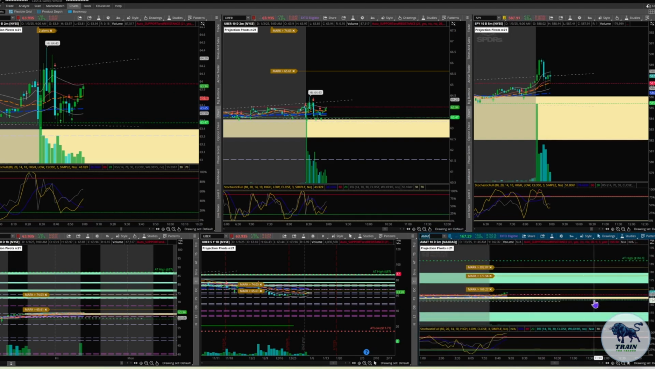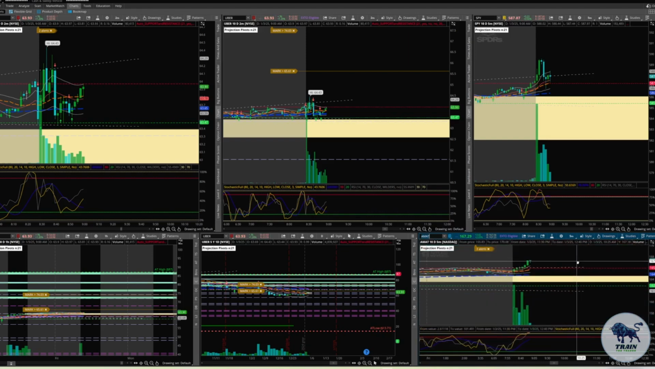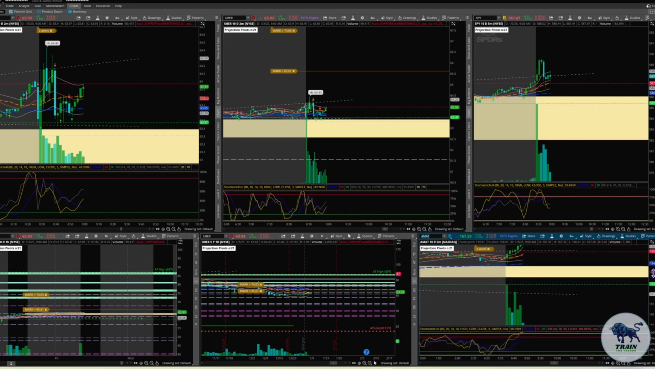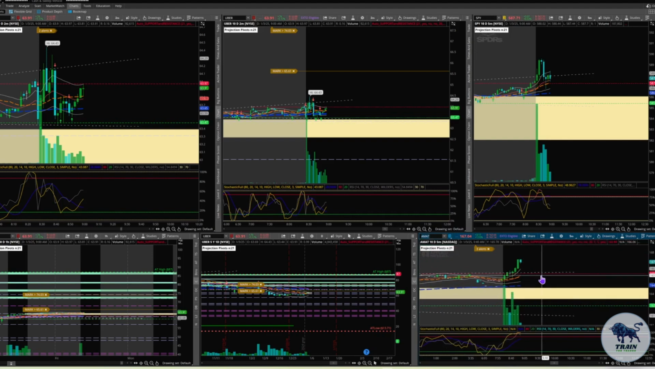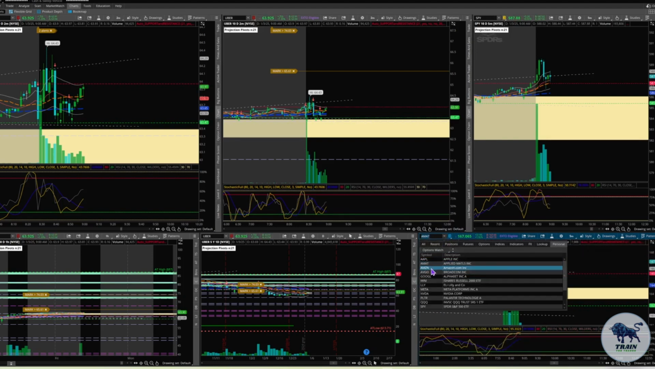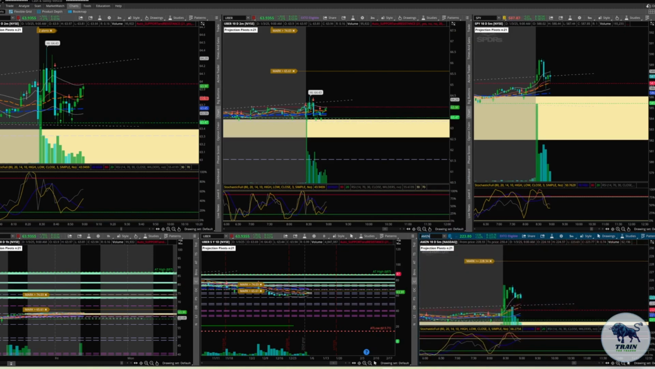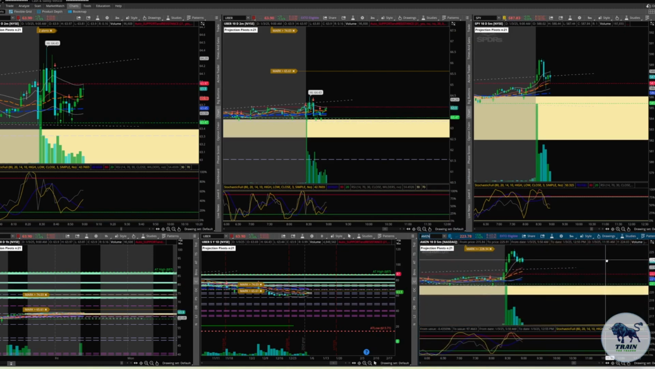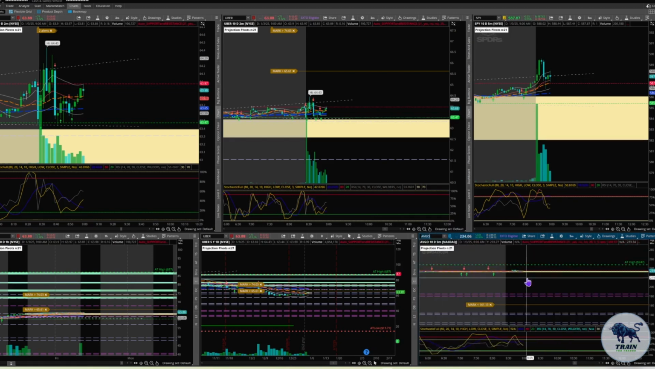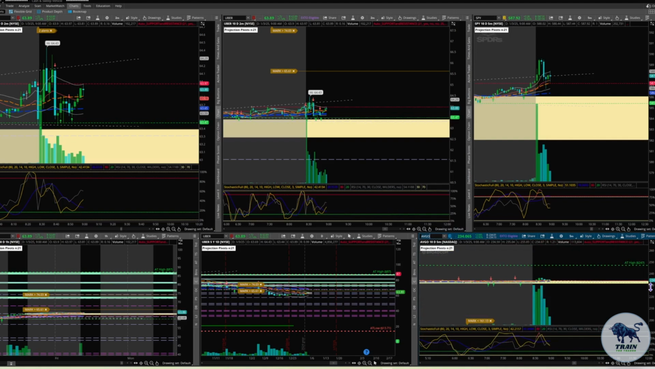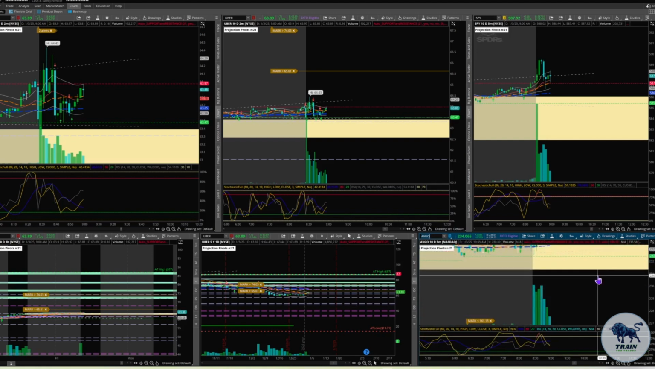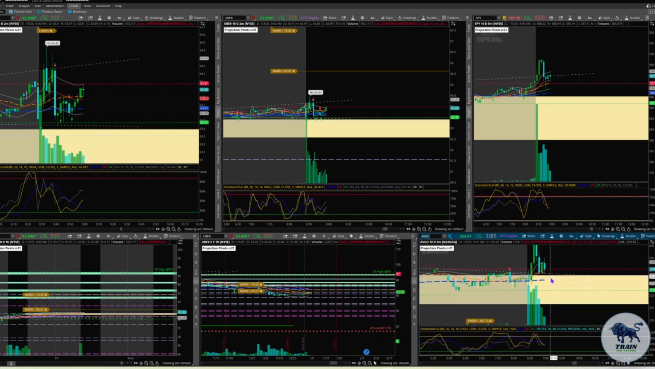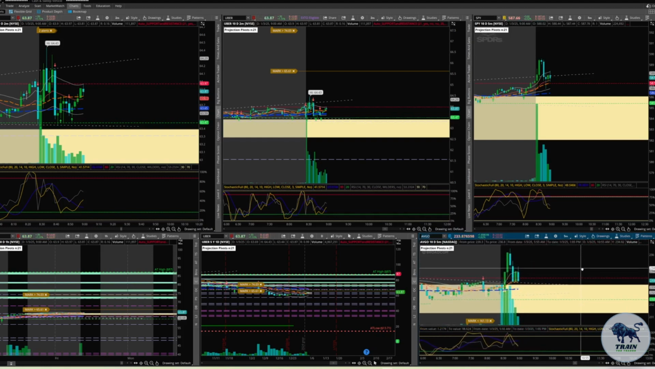Apple's weak. AMAT's pretty strong today too. Amazon's holding. AVGO is in a good spot right now. This is exactly what I look for.